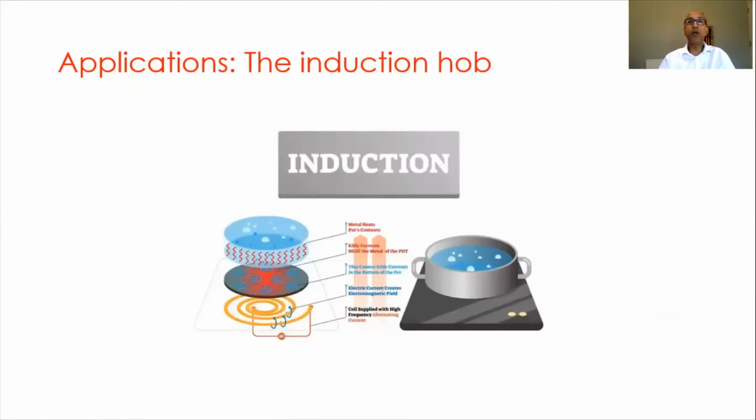Induction hobs are becoming more and more common in households as a safer option to conventional hobs because the surface does not get hot. Your students should be in a position now to understand how an induction hob works. The coil under the surface of the induction hob has a large alternating current flowing through it. This produces a changing magnetic field. Any pan placed on the surface will experience this changing magnetic field. That means a current will be induced through the pan. This current will cause the pan to get hot, which will in turn heat the food.